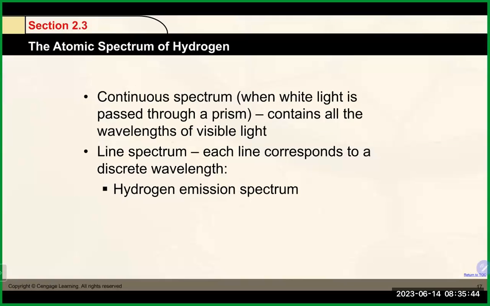And that gives us really the two types of spectrums that we come across. As I mentioned a second ago, a continuous spectrum is typically what we see when white light is passed through a prism. It basically contains all the wavelengths of visible light. And elements that are heated, or have energy added to them, give a more distinct spectrum, and that's more of a continuous spectrum.